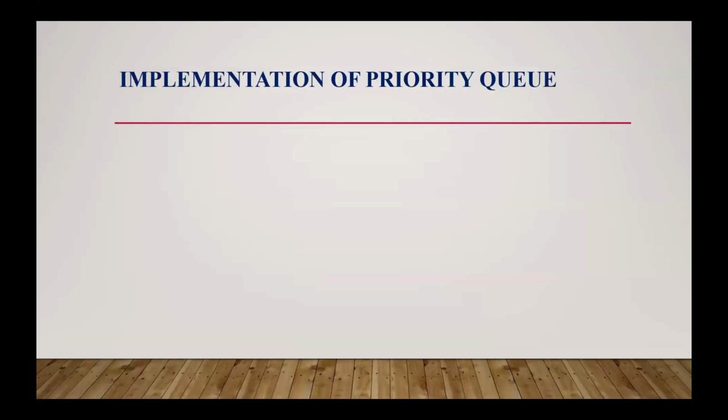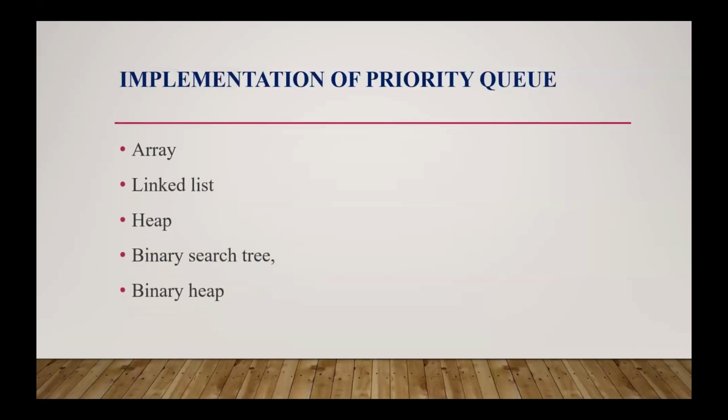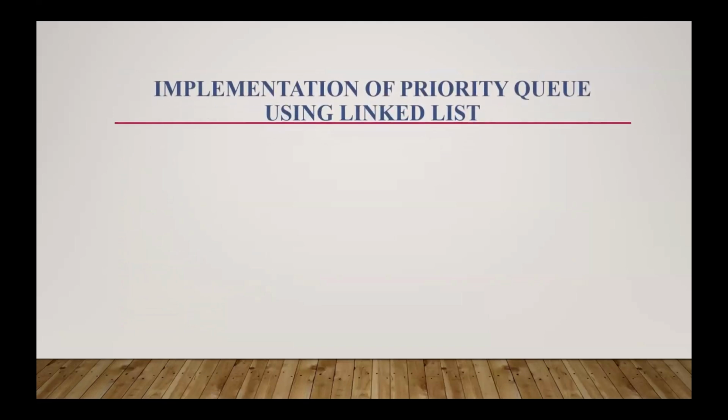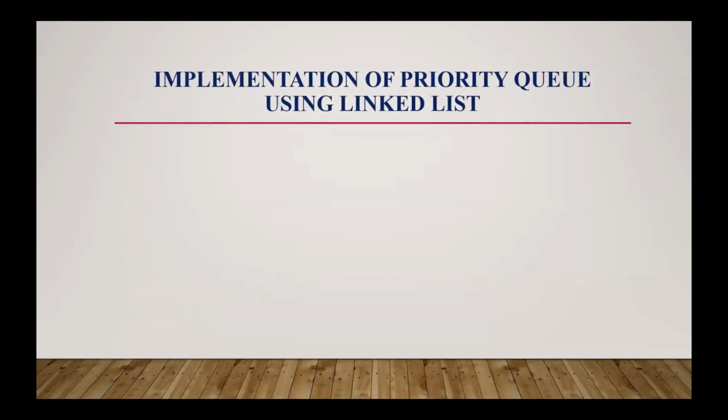So next question: how can we implement the priority queue? We can implement it by using an array, a linked list, a heap, a binary search tree or a binary heap. For the array, we require max and min heaps, which we have not covered till now. So I am going to implement it with a linked list, which we already covered in our previous video.